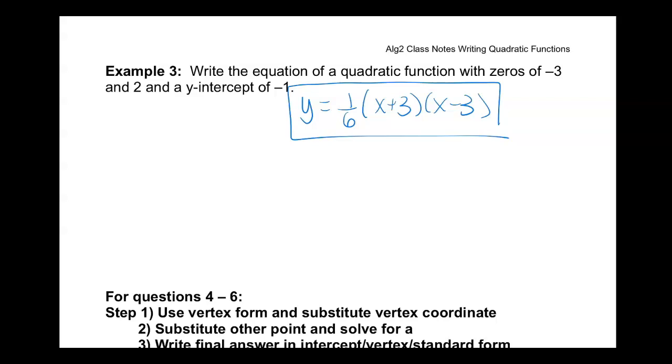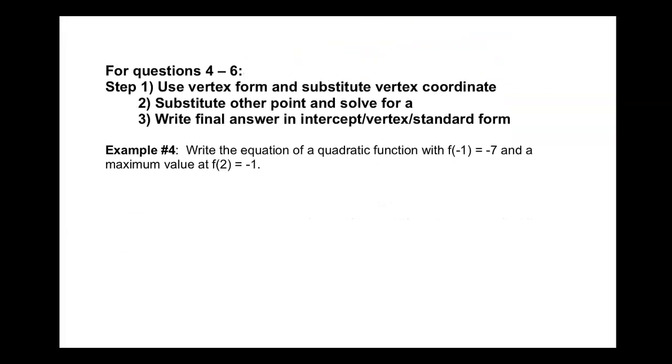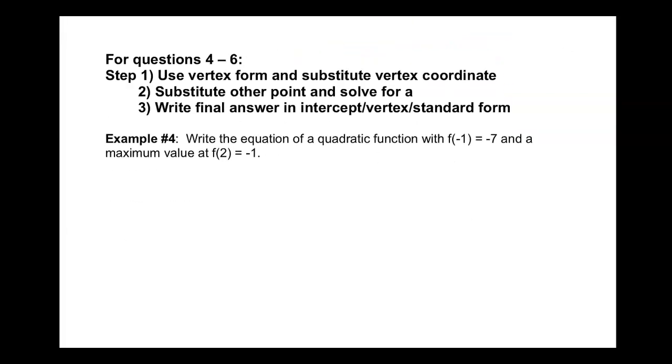Let's look at a different form. In the first question down here, I'm not going to worry about the steps just yet. It says write the equation of a quadratic function with f of -1 equaling -7 and a maximum value at f of 2 equals -1. Oh, okay. Well, let's see what we're going to do. In this question, we need to use vertex form to substitute our vertex.